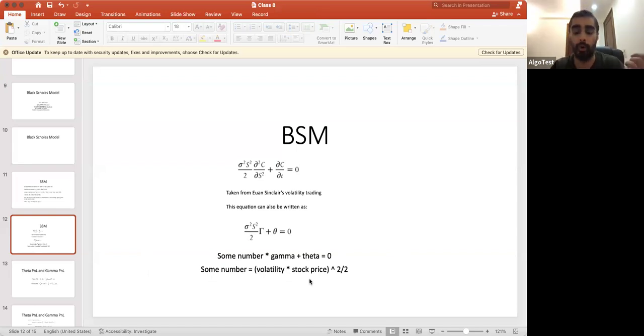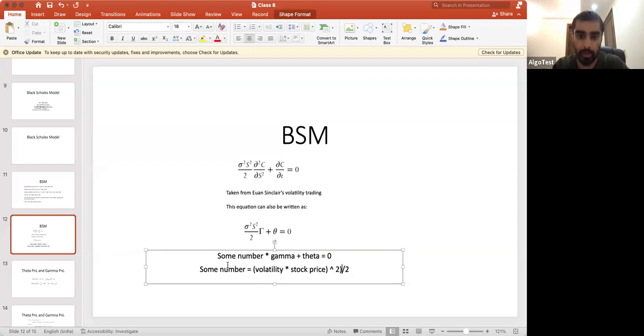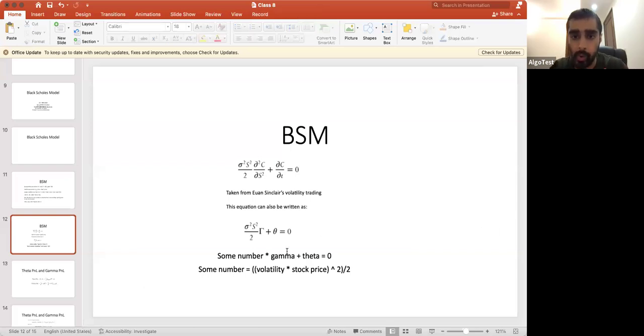And this some number is what? The volatility into the stock price squared. And I'm dividing that by 2. Okay? I hope everybody is with me here.